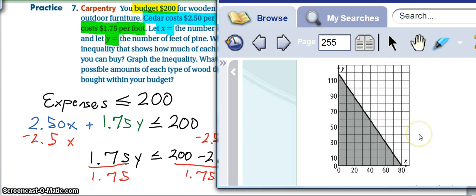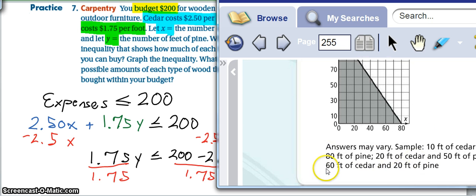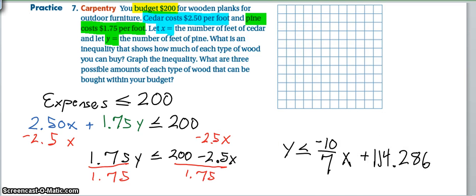And then the amount of wood that we could have, we could have a lot of different answers for that. 80 feet of cedar, or 10 feet of cedar, 80 feet of pine, 20 feet of cedar, 50 feet of pine. There's a whole lot of different possibilities. So this is our equation, and that would be our graph that we're looking for.